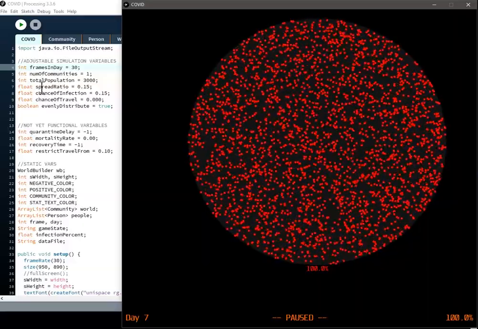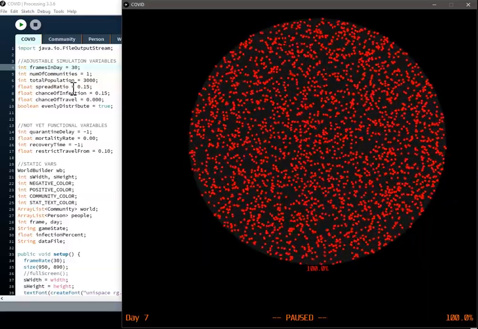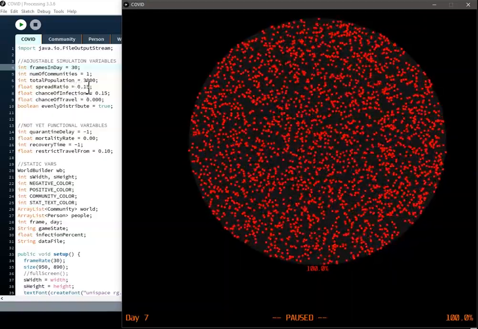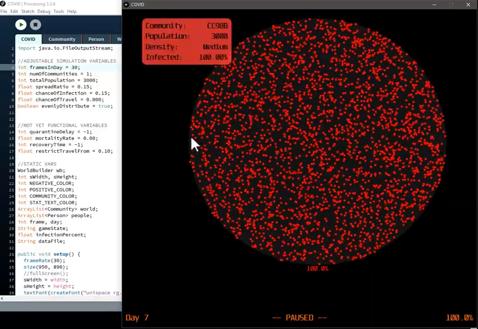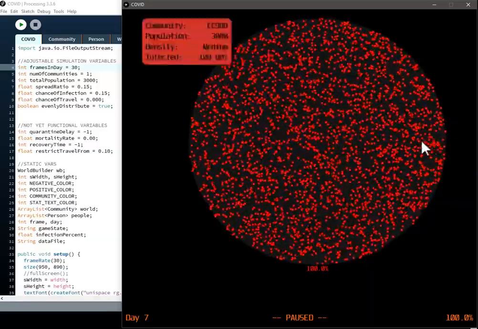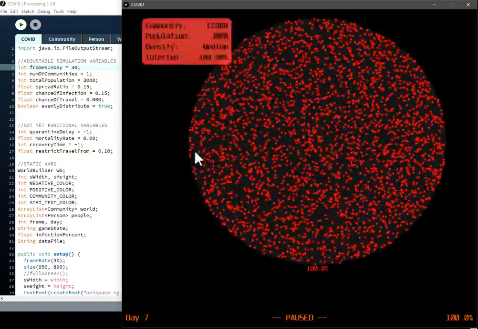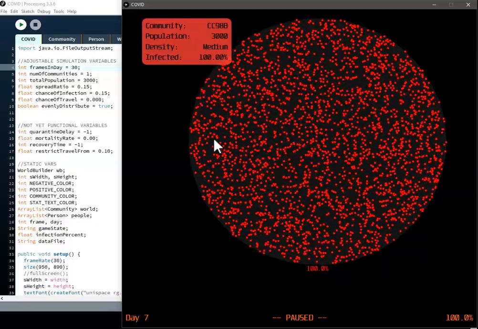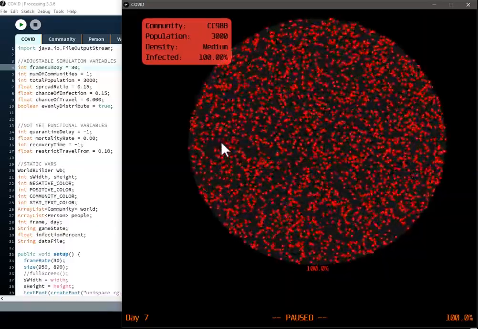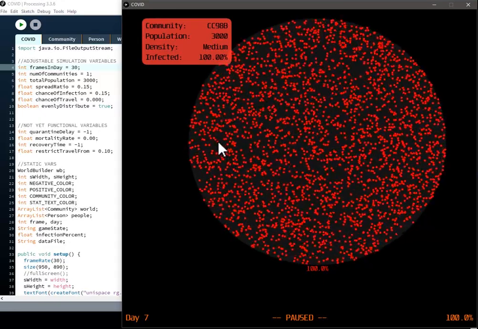Well, I have a spread ratio variable, and let's take a look at that for a moment. Right now it is set to 15%. What that means is that if you take the diameter of the community and you take 15% of that diameter, then that's the effective radius of any contagious member of society. They can spread it to a distance of 15% of the diameter of the community.